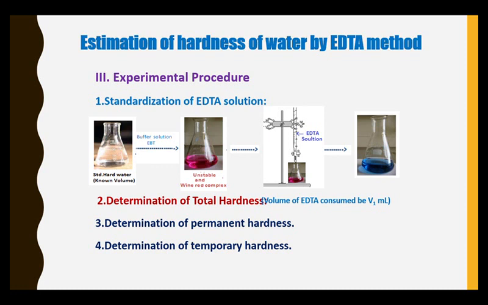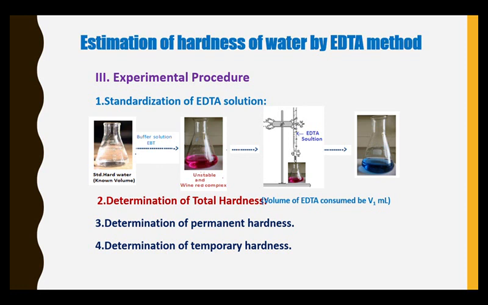You filter them off, collect the filtrate, and again using distilled water make it up to the mark of 1 liter. From that you take the same known volume as in the previous step and do the same procedure: add buffer solution followed by EBT, the solution turns wine red, and titrate again with the same EDTA solution till the color changes to blue. This time you assume the volume of EDTA consumed is V3 ml.